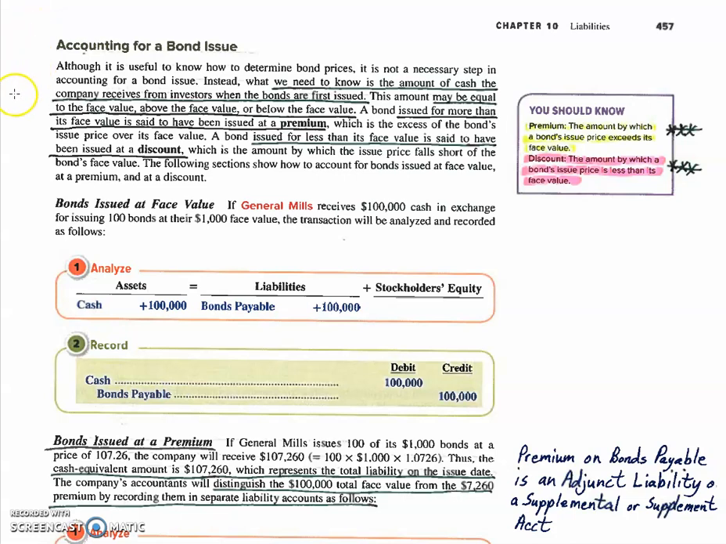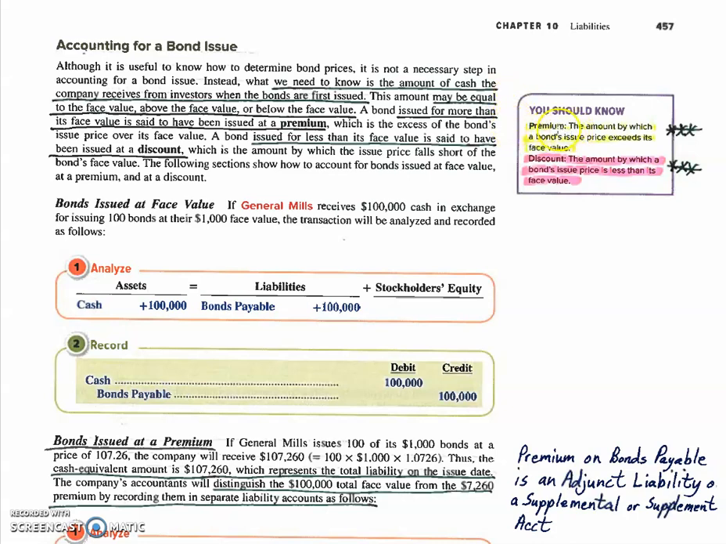All right, students, I ended the video talking about bonds. Let's pick back up there. So here on page 457, you see they talk about bond selling at a premium or a discount. Now, when we record the bonds, we do record the premium or the discount.